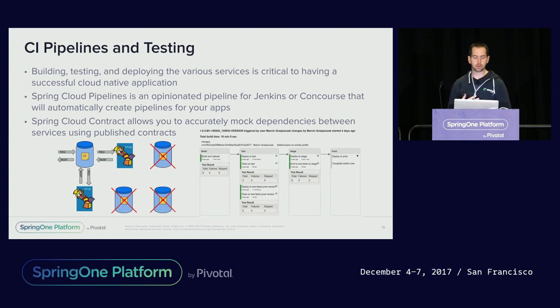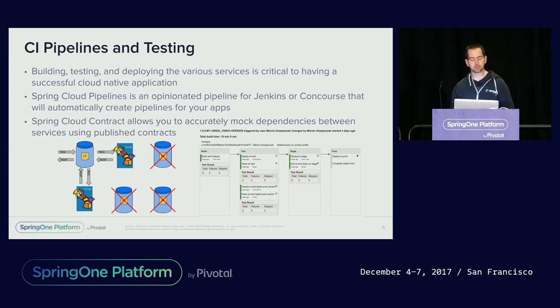And then CI pipelines and testing. So yes, we want to build, test, and deploy our various services, right? That's going to be important. And Spring Cloud Pipelines is an opinionated pipeline for either Jenkins or Concourse that can be generated automatically for you based on your projects. That's pretty cool stuff. I'm not going to dive too deep. We're not going to dive into that project today. But there is a session, and I have a list of all the relevant sessions later on, by my colleague Marcin, who wrote all this code, that he will deep dive into in much more detail than I could anyways. So I'll direct you to that at the end.